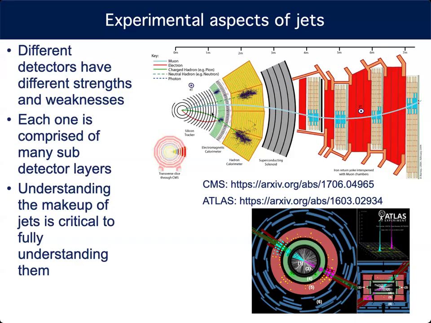So we have our tracker. We have an electromagnetic calorimeter. We have a hadronic calorimeter. We have a superconducting solenoid that's inside of our muon detector. Atlas has their muon detector interspersed with their toroid for their muons.